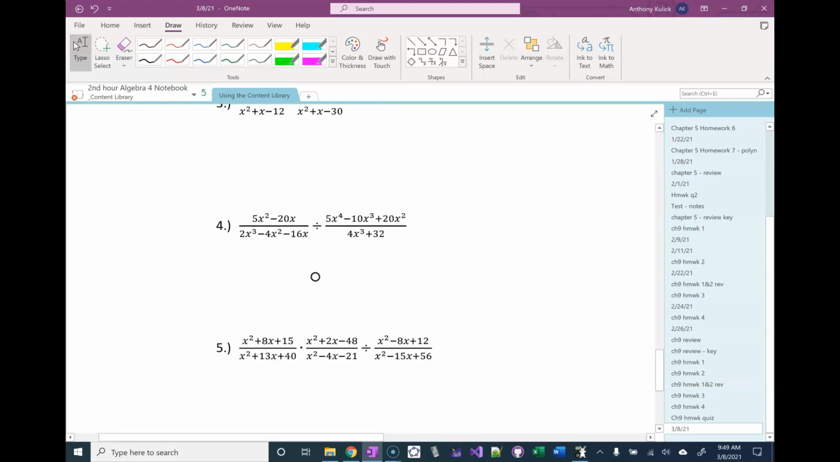So to turn a division problem into a multiplication problem, what we need to do is we flip the fraction on the right-hand side, and then we can turn it into a multiplication problem. I'm going to do the factoring at the same time as the flipping. So if I look at the first fraction, the numerator has the greatest common factor of 5x. So I'm going to take that out. The denominator has the greatest common factor of 2x. So I'll take that out.